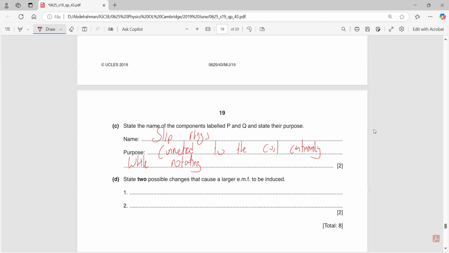State two possible changes that cause a larger EMF to be induced. How can I induce a larger EMF? You have three reasons actually, which are increasing the speed of the rotation, increasing the magnetic field, increasing the number of turns. Increase the speed of rotation, increase the strength of the magnetic field, or increase the number of turns in the coil.